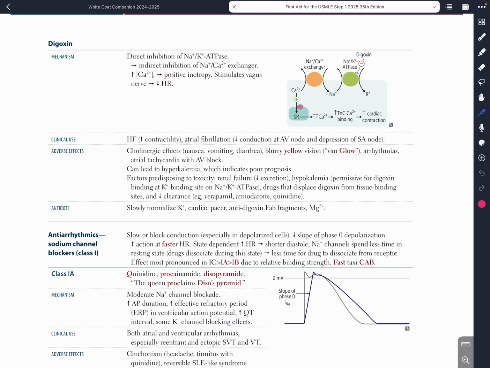So you can see digoxin inhibits sodium potassium ATPase. Because digoxin inhibits this, the potassium cannot come inside, sodium cannot go outside, and so calcium remains inside the cell, eventually causing increased cardiac contraction.